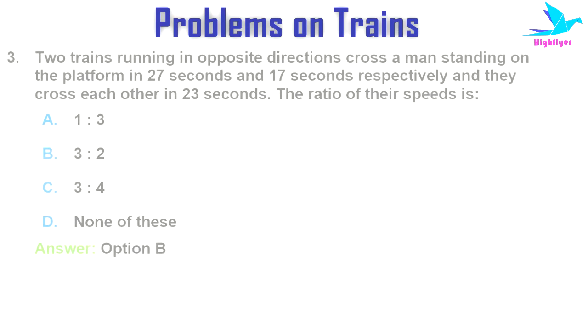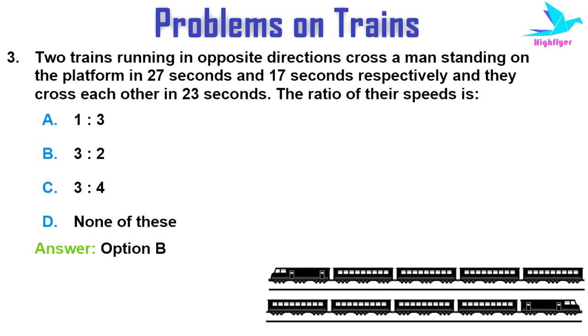Next question. Two trains running in opposite directions cross a man standing on the platform in 27 seconds and 17 seconds respectively, and they cross each other in 23 seconds. The ratio of their speeds is 1:3, 3:2, 3:4, or none of these. The option is option B, 3:2.